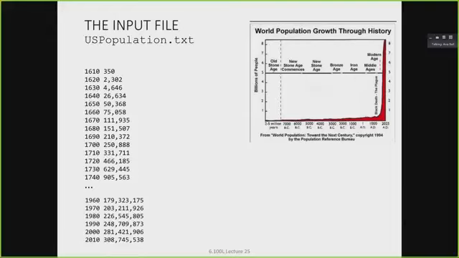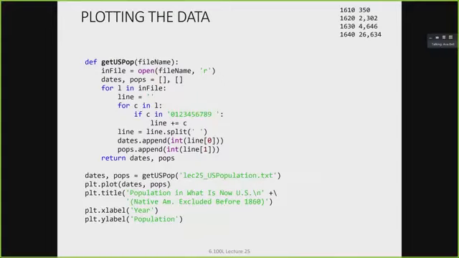We could use a dictionary also if we wanted to, but in this case, I just used 2 lists. So let's look at the code to do that. It looks like a lot, but I'll go through it. So here is the function that's going to read in the file. It just opens up the file, creates 2 empty lists. One will contain the dates, the other will contain the populations.